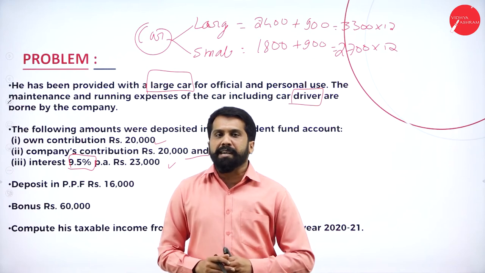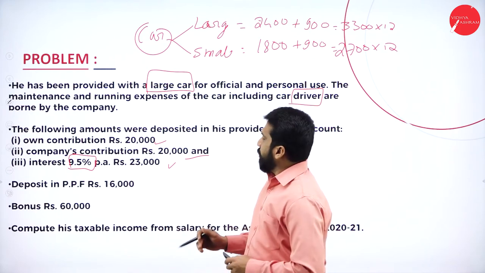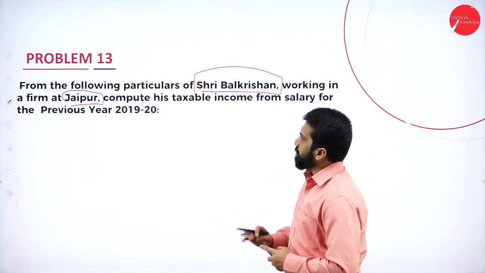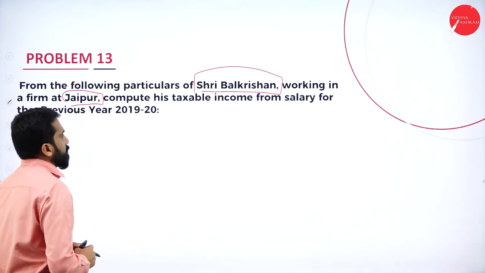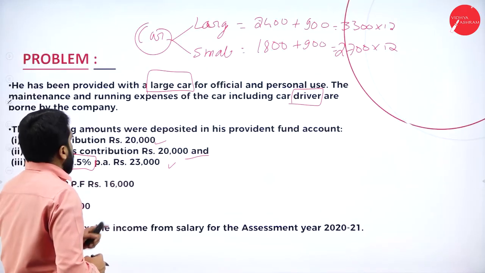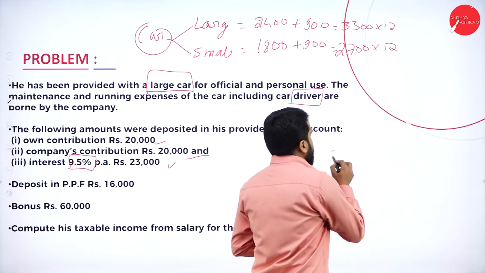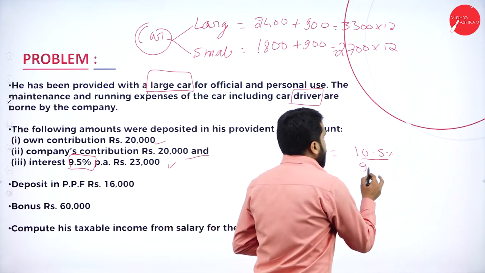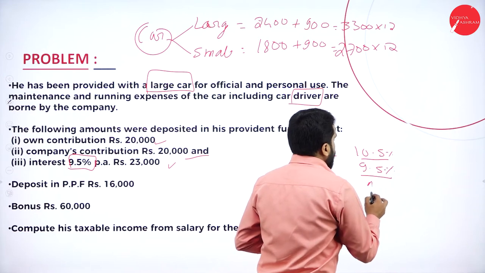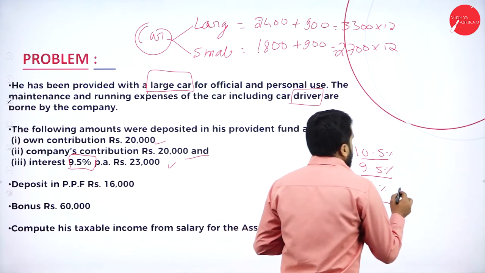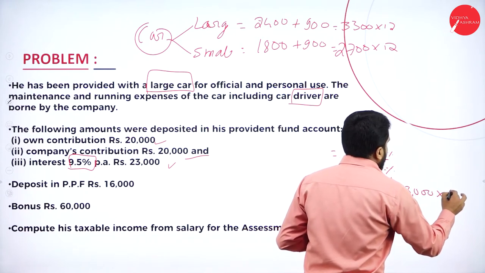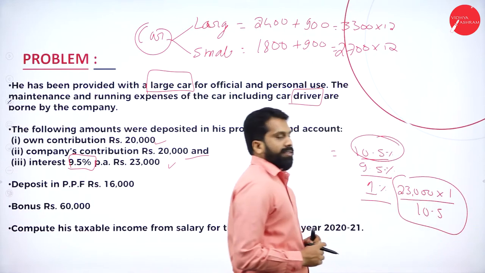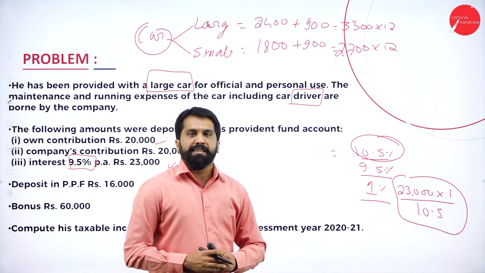Sir, if 10% comes, what should we do? I'll show you the calculation. What is the amount? It is around 23,000. I'll go back. I have space here, I'll use that now. So it is problem 13, so we'll use it here only. In case it is 10.5%, what do we have to do? Now, what is the limit? 9.5. How much extra? You got 1%. Now, what is the amount? 23,000. What is the extra? 1% divided by what is the actual, 10.5. This will be your calculation. Clear? So, whatever amount you get, that has to be taxable.